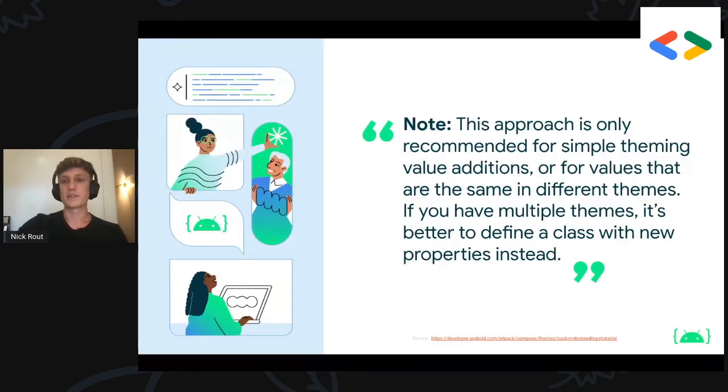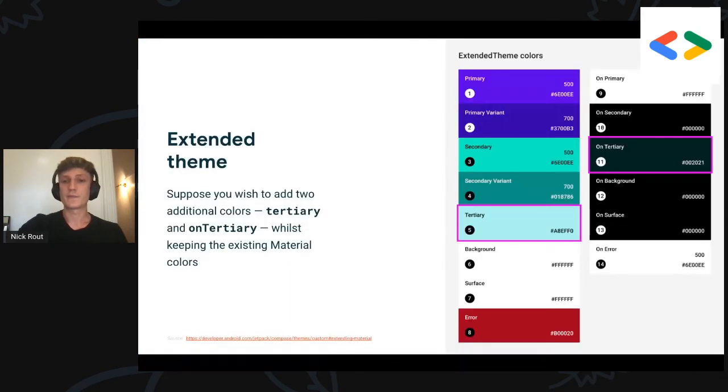A word of caution here, though, is that this approach is only really recommended for simple theming value additions or for values that are the same in different themes. If you happen to have two implementations of a material theme in your app, perhaps for a subsection of your UI or for a different screen, by creating an extension property, it's going to be the same regardless of the theme. So you need to keep that in mind. If you have multiple themes, it's actually better to define a new class with new properties instead, which is what we're going to dive into next.